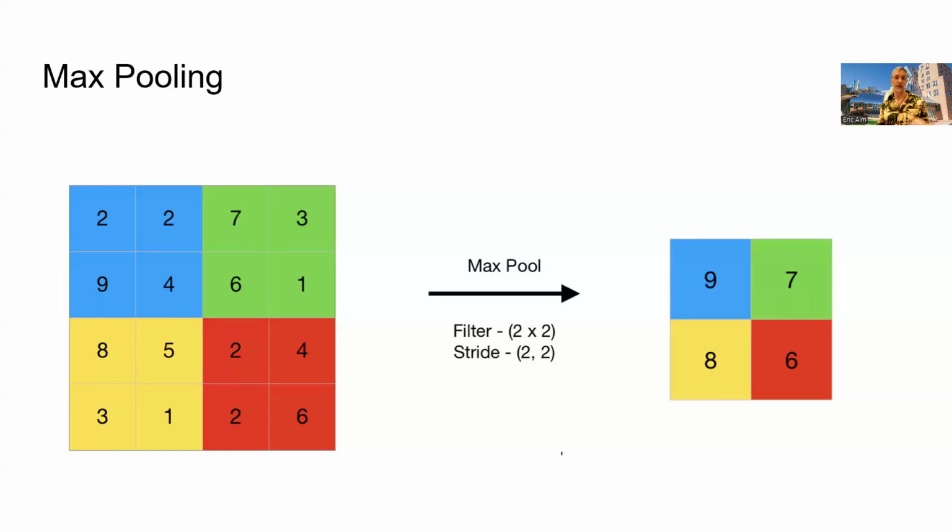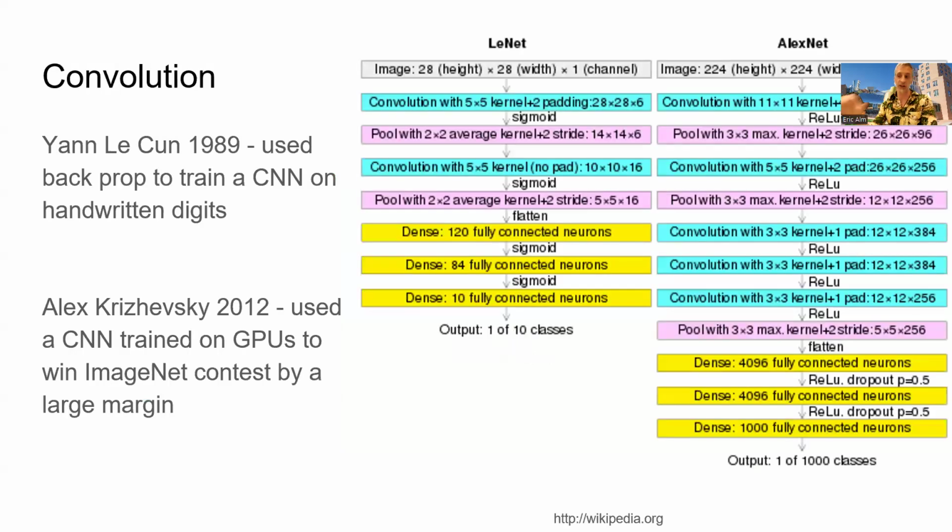And it's kind of exactly how it sounds. If I want to take this 4x4 matrix and make it a 2x2 matrix, then I'm just going to divide it into 2x2 groups, and within each group, I'm just going to take the max. So I can do max pooling, which is probably the most common, but you can also do average pooling. And it works as you might expect intuitively.